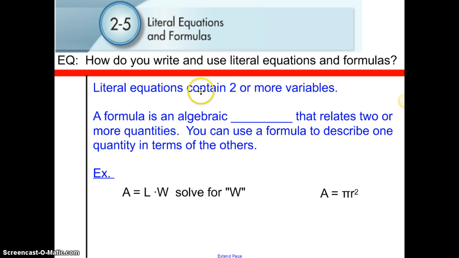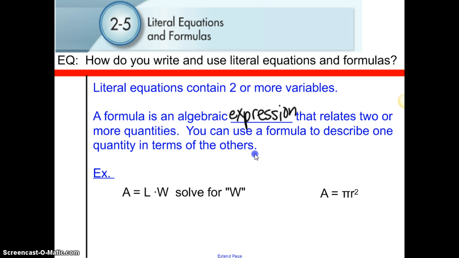Literal equations contain two or more variables. Make sure you get that written down, and then go back in and highlight or circle what is the vocabulary word right there. It's the literal equations. All right. Then the second thing, a formula is an algebraic expression that relates two or more quantities. You can use a formula to describe one quantity in terms of the others.